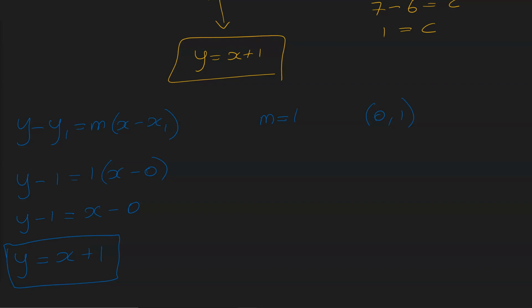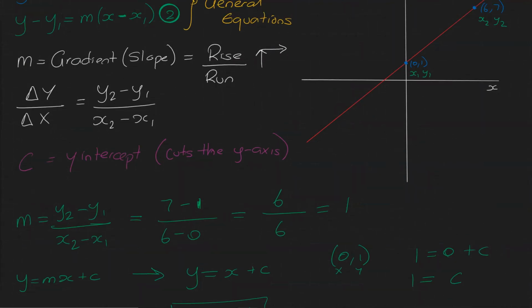I can check it as well if I want. I'll use this point over here, and I'll just write down check. Using coordinate point 6 and 7, I'll substitute in 6 for x and see if it equals 7 for this equation. So y equals 6 plus 1, therefore y equals 7, therefore this is correct. Therefore this equation is true for this graph.